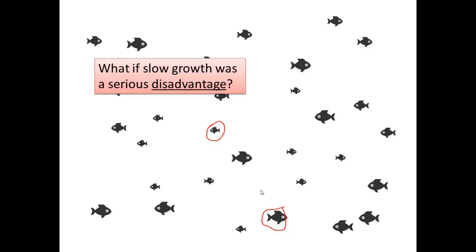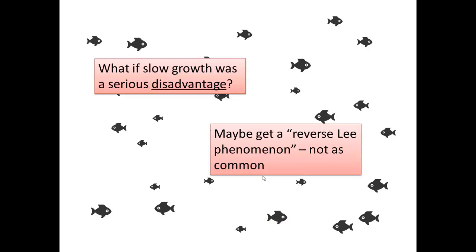These factors all work simultaneously in a fish population. There are advantages and disadvantages to fast growth. And so it's possible in a certain situation that the disadvantage to slow growth outweighs the advantage to slow growth. And then you might get something like a reverse Lee phenomenon, where as you back calculate the lengths, the older age classes are actually larger. That could happen, but that's not as common. More commonly, you do see that the disadvantage is with the fast growers, and they're removed from the population sooner.